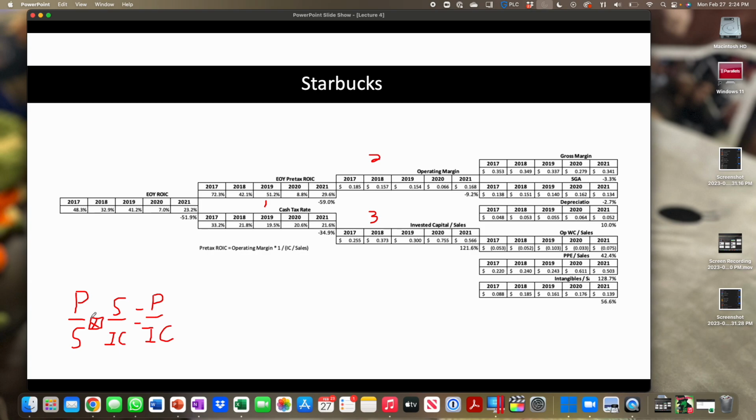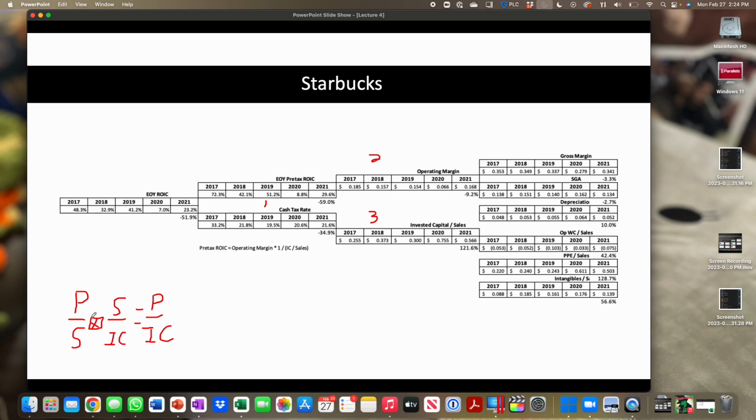So what algebra has told us is two things drive ROIC. P over S, profitability, how much you make. S over IC, how much you have to spend to make it. Okay? One's an income statement driver, one's more of a balance sheet driver. Right? But that's the point. There are two things that explain ROIC. We're just putting them on the tree, following this algebraic equation, breaking it out.